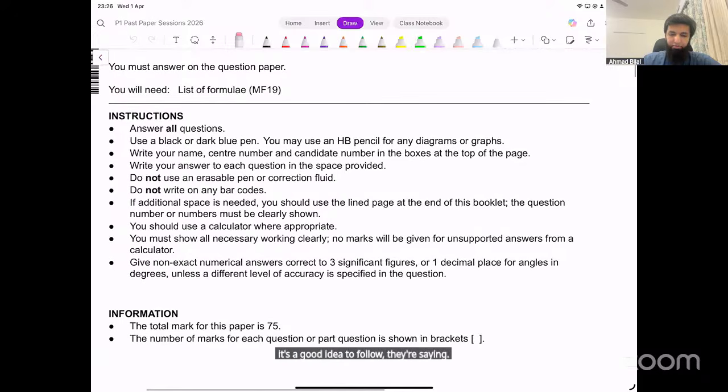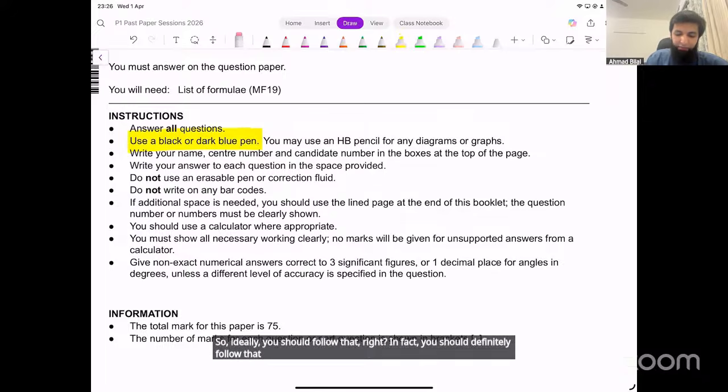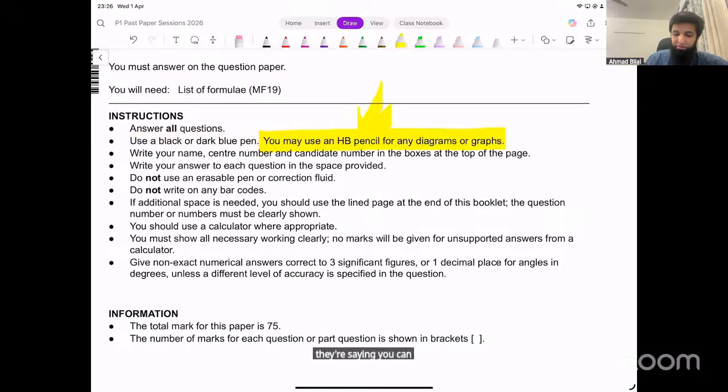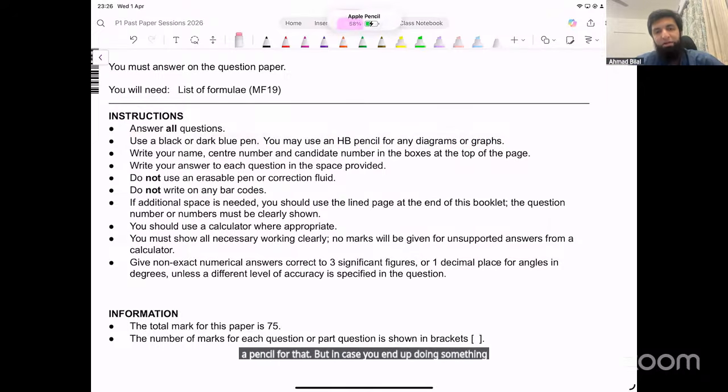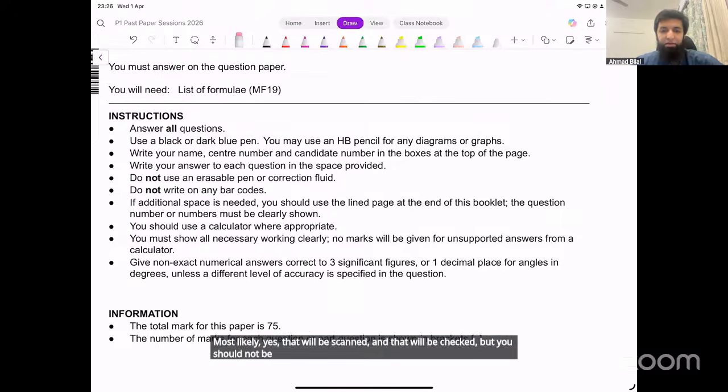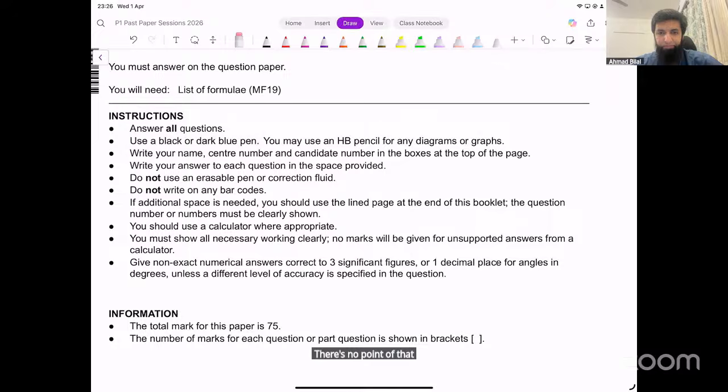They're saying use a black or a dark blue pen. They have this instruction on the paper, so ideally you should follow that, right? In fact, you should definitely follow that. And then for diagrams, they're saying you can use a pencil for that. But in case you end up doing something with a pencil, most likely, yes, that will be scanned and checked, but you should not be taking any risks, right? There's no point of that.